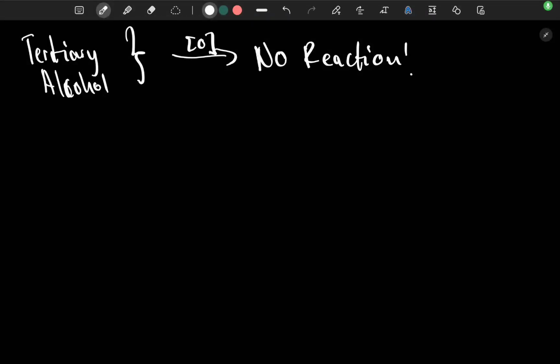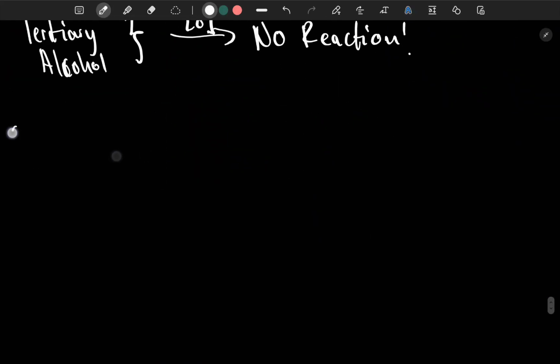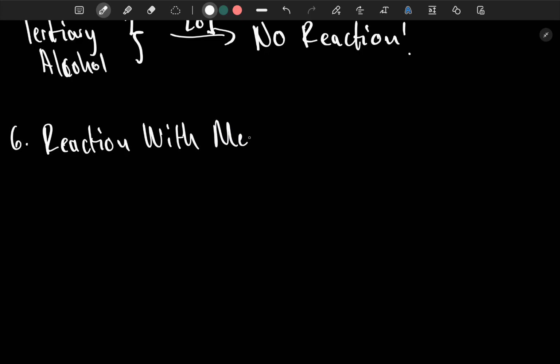Now we look at what we could almost call the last thing, and we'll be done. What number is this? 5? So 6 would be reaction with metals. Reaction with anything to do with metals, etc. Anything to do with metals.